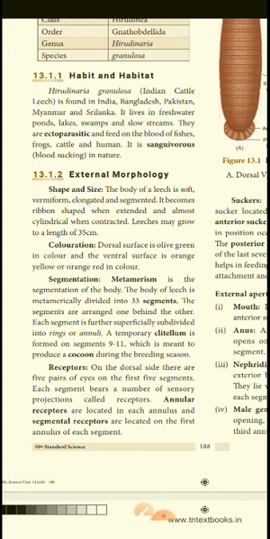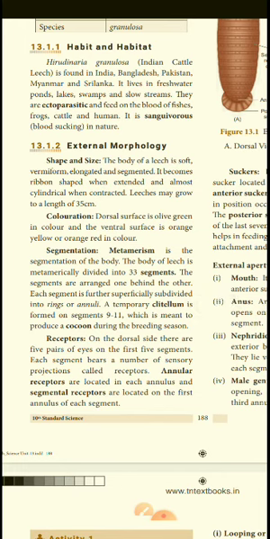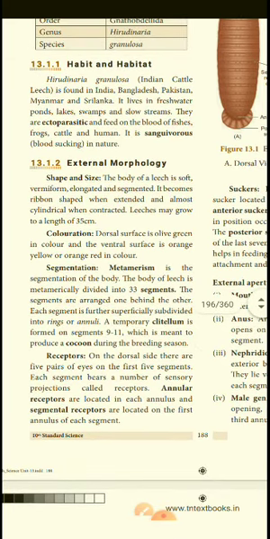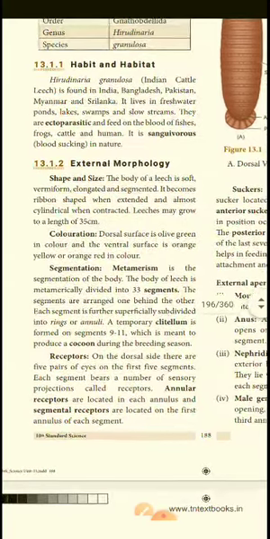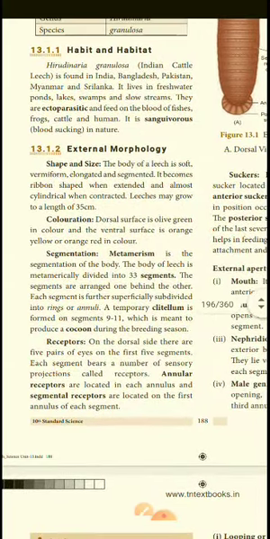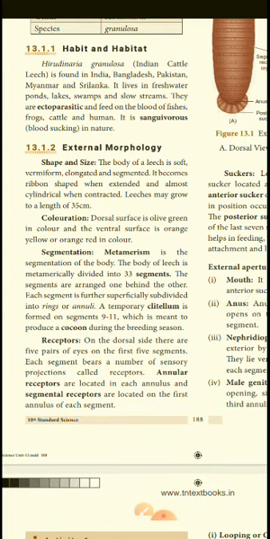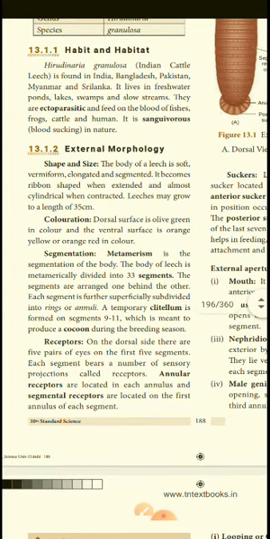Now the external morphology, shape and size. It has a very soft body, vermiform, elongated, segmented and ribbon shaped, almost cylindrical, with a length of about 35 centimeters. What is the coloration? The dorsal surface is olive green and the ventral surface is orange, with yellow, orange and red in color.